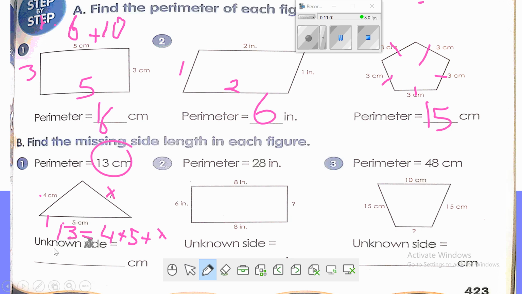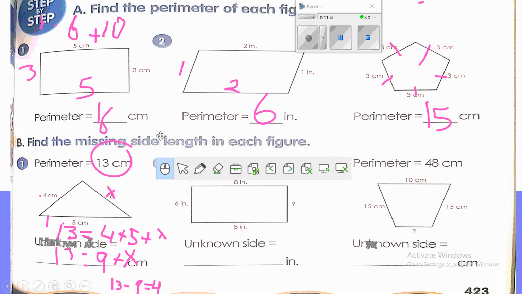So here is 13 equals 4 plus 5 is 9 plus x. Okay, now 13 equals 9 plus x. So x is what? Yes, that means it's 13 minus 9. The answer will be 4. Perfect. Let's see the next.